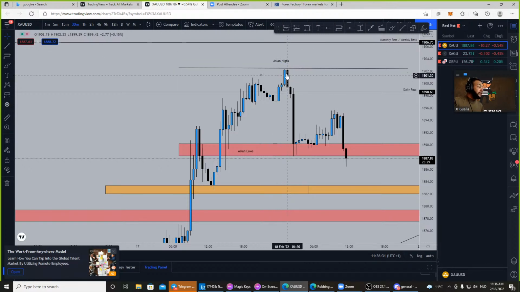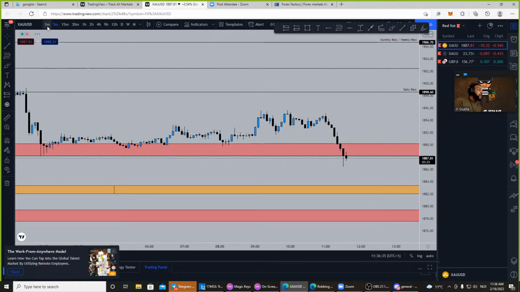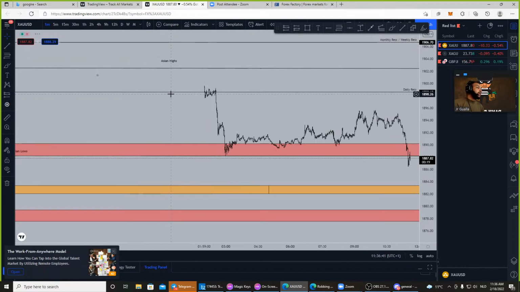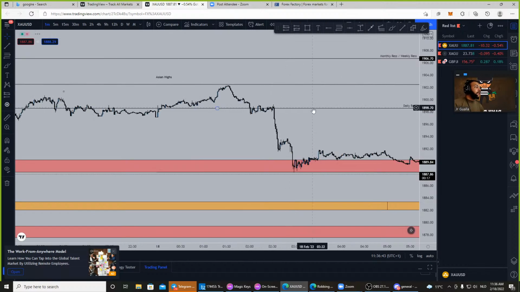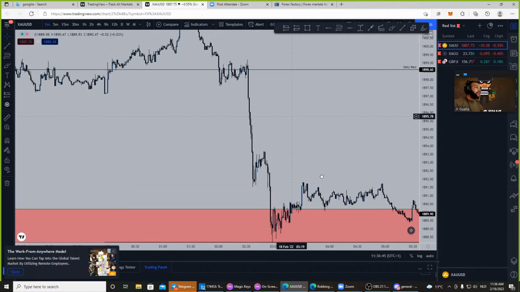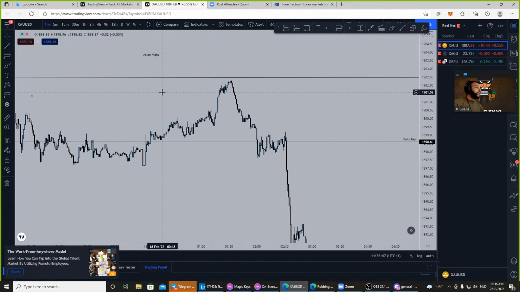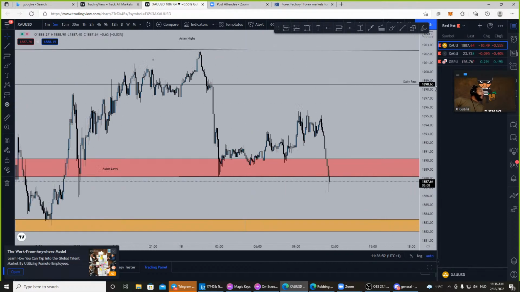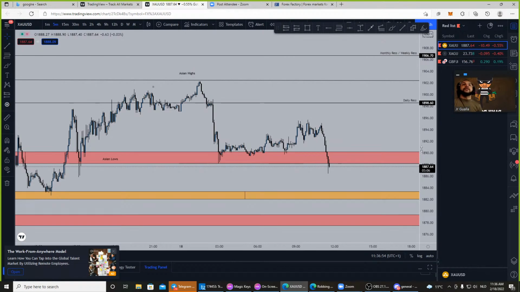Alright, so the only way you could have entered on this was the 30-minute engulfing candle. 5-minute didn't have a confirmation, unless you're just bold enough to enter on that, which is stupid. And then the 1-minute kind of had a confirmation, but I don't like the 1-minute. So no sells, sadly.